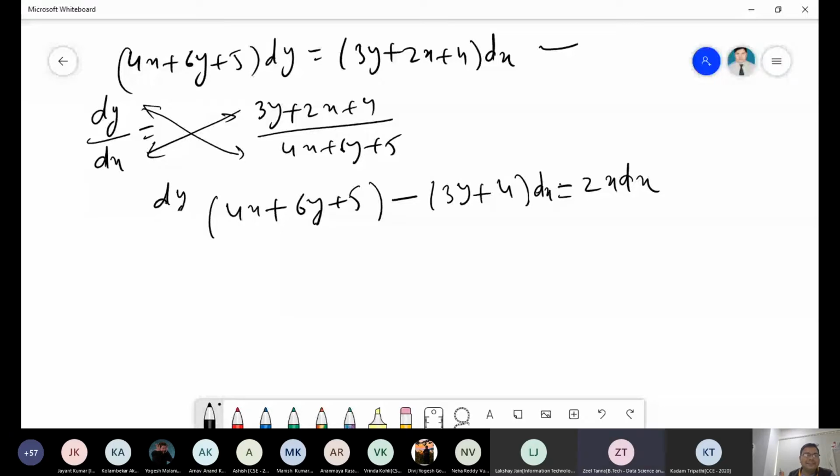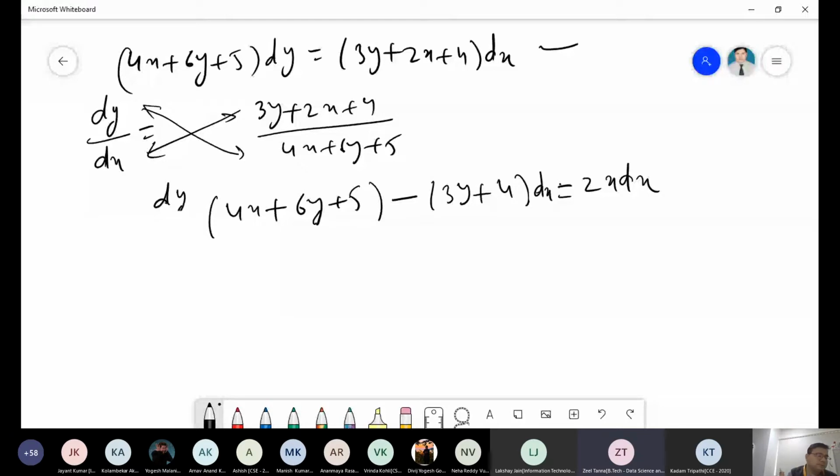So the answer is, I am going to write the answer of this question. We have the answer here: minus 3x plus 6y minus 9 by 7 log of (14x + 21y + 22), and this is equal to c. This is a solved question.